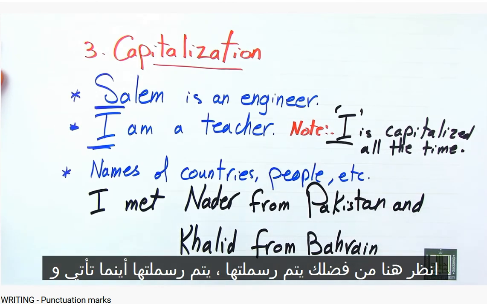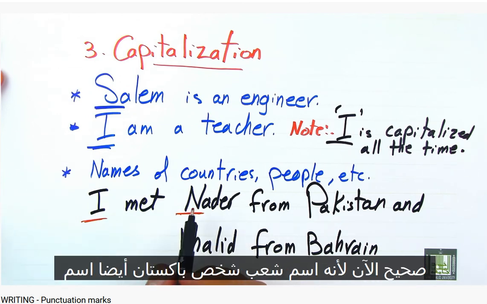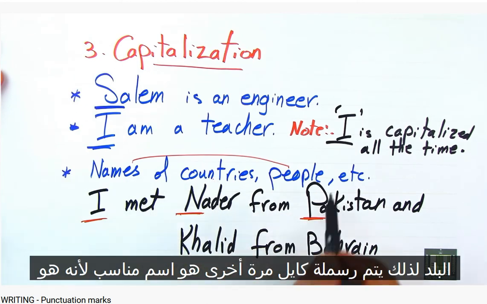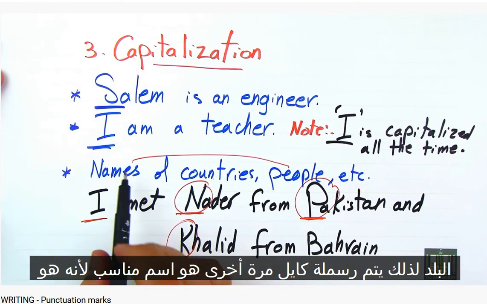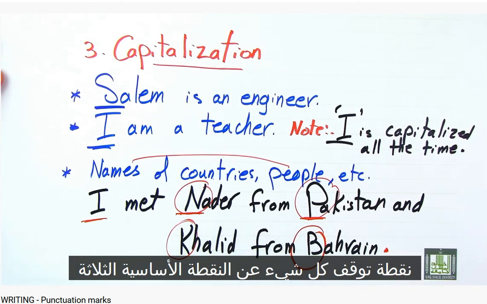Look here, please. I is capitalized. It is capitalized wherever it comes, and it comes here at the beginning of the sentence. Nader is an example of a proper noun because it's a name of a person. Pakistan is also a name of a country, so it is capitalized. Khalid again is a proper noun because it's a name of a person, and Bahrain is a name of a country. And at the end we have a full stop.